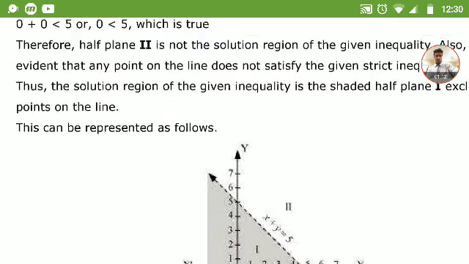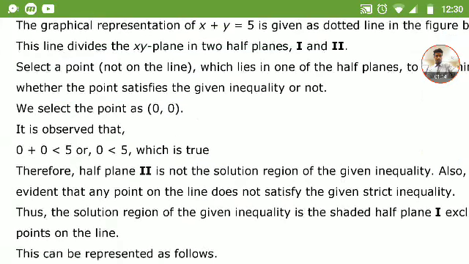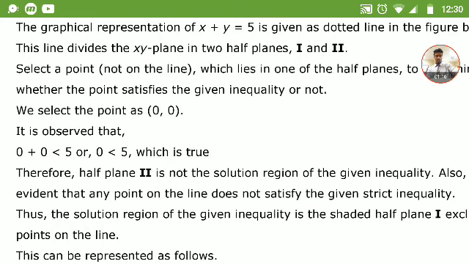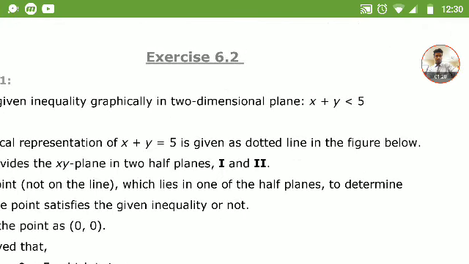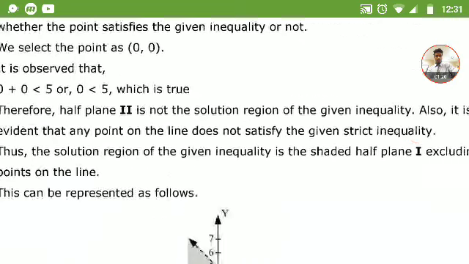Now, what about the statements? So first of all, you make a graph and then you put 0 comma 0 in that graph. You put 0 comma 0 out here. That is, you put x equals 0, y equals 0. 0 is less than 5. That's true. That means the origin will be included.